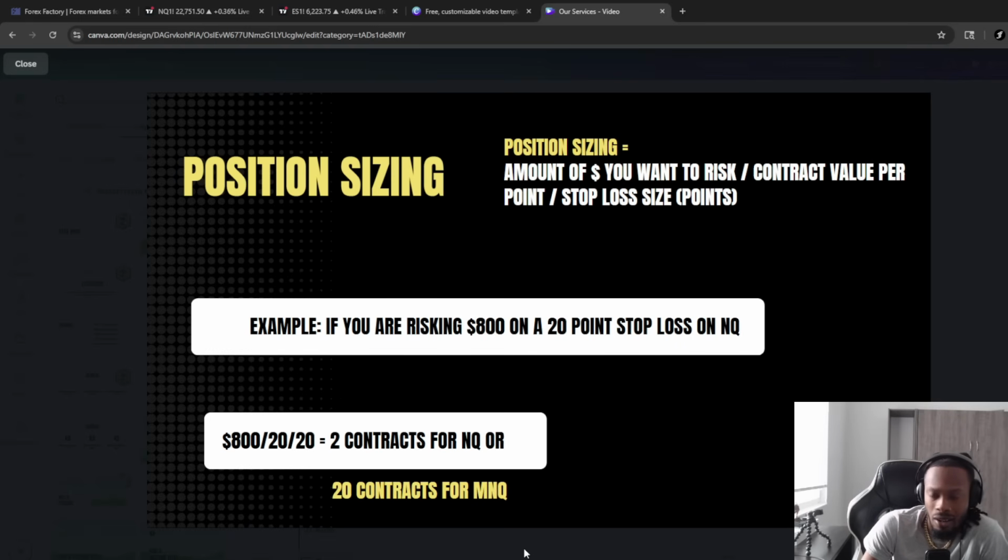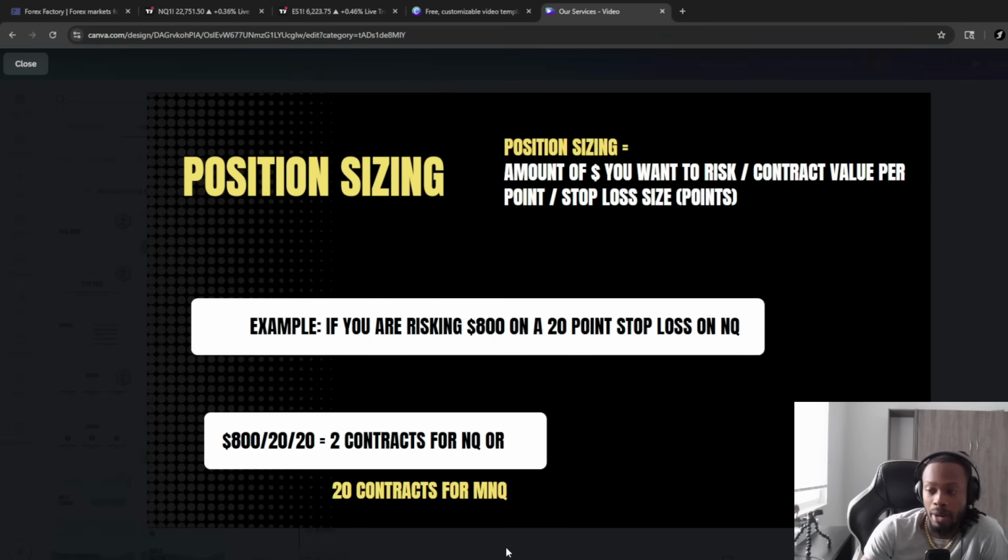But you're trying to figure out, okay, how much is that in contracts? You divide 800 divided by 20. That 20 is the stop loss size, and then you divide it. Well, that first 20 is the contract value per point. So again, $800 divided by the contract value per point, which is $20, because NQ is worth $20 per point, okay? And then you divide that by the 20 points for your stop loss. And that will give you 2 contracts for NQ.